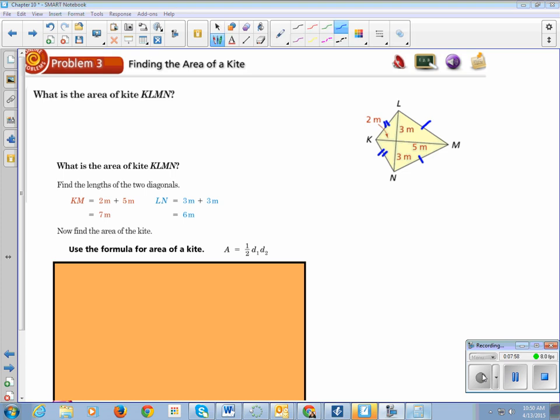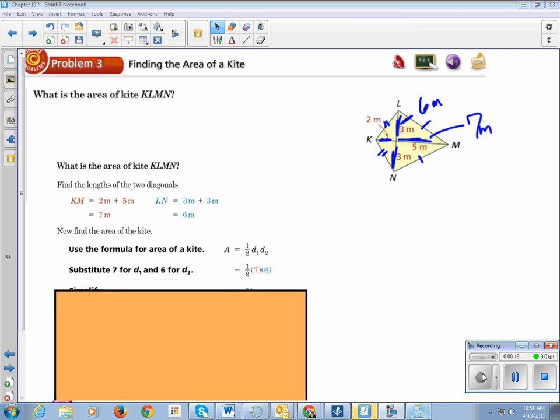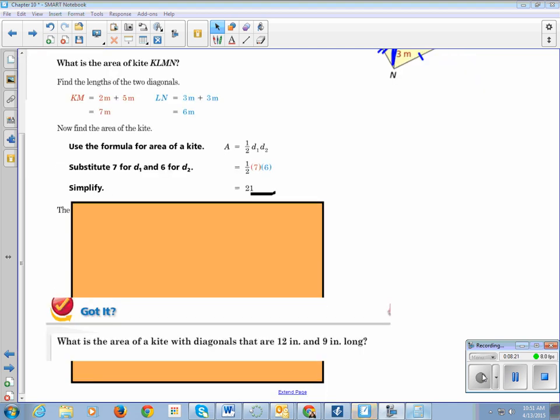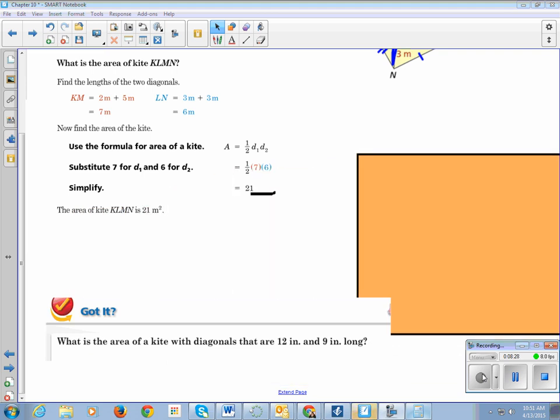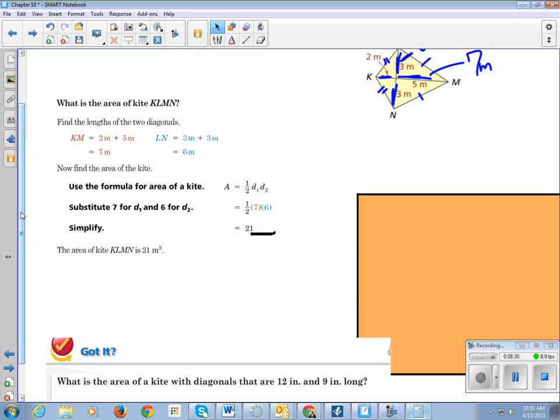So what they did to find the diagonals was go 2 plus 5 makes a diagonal of 7, and 3 plus 3 makes a diagonal of 6. So we just put that into our formula. 1/2 times 7 times 6, and we get 21. The area of the kite is 21 meters squared. Did you guys get all that?